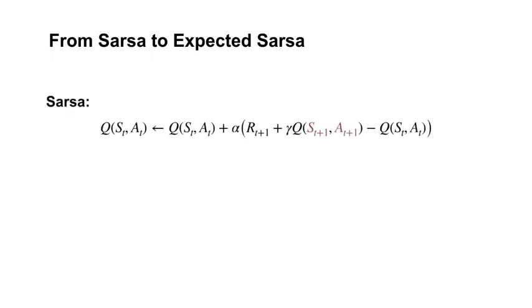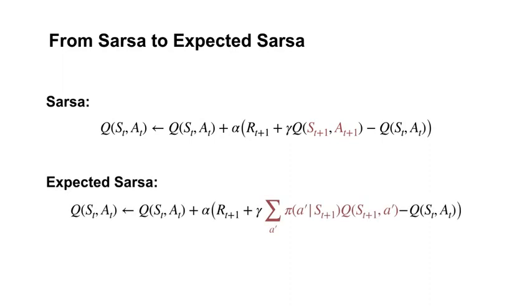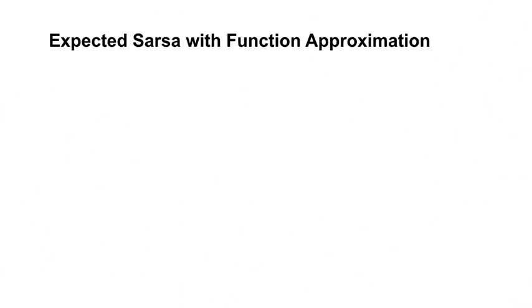Let's see how we can turn Sarsa into expected Sarsa when using function approximation. Recall the update equation for Sarsa. Sarsa's update target includes the action value for the next state and action. Now recall that expected Sarsa instead uses the expectation over its target policy. To compute the expectation, we simply sum over the action values weighted by their probability under the target policy. This same expectation can be computed even when we use function approximation. Let's see how to do this.